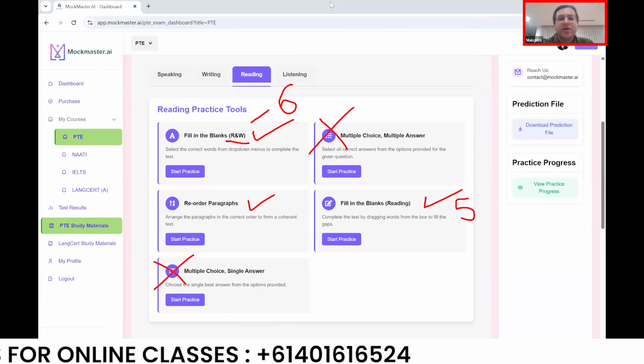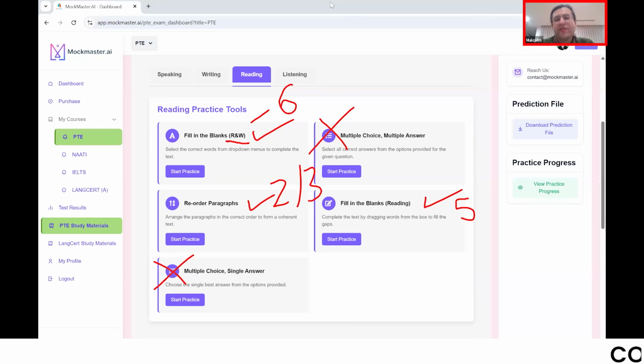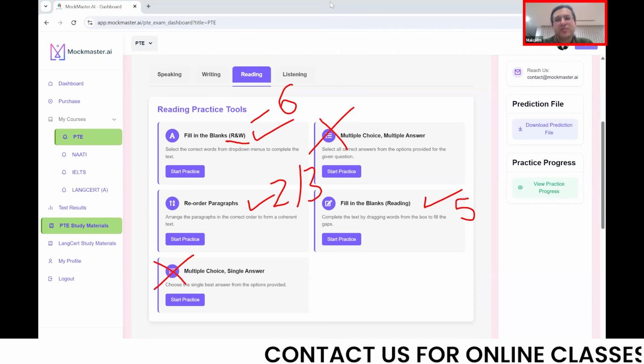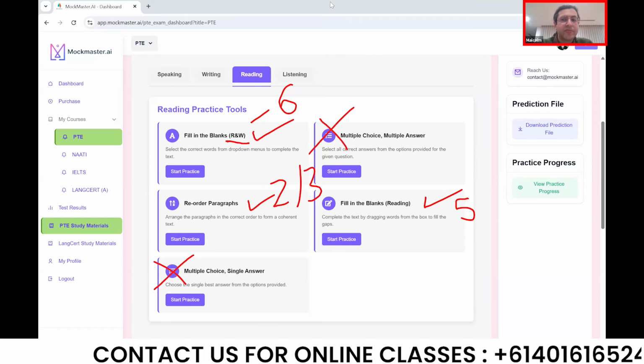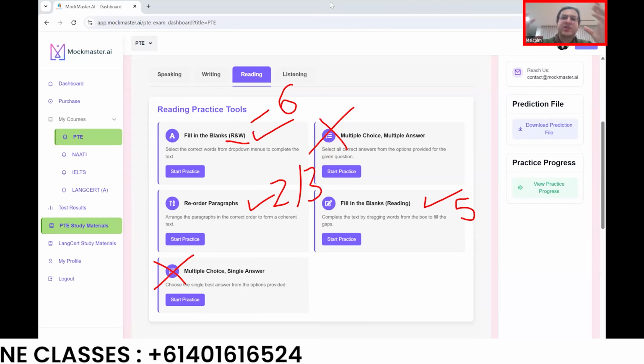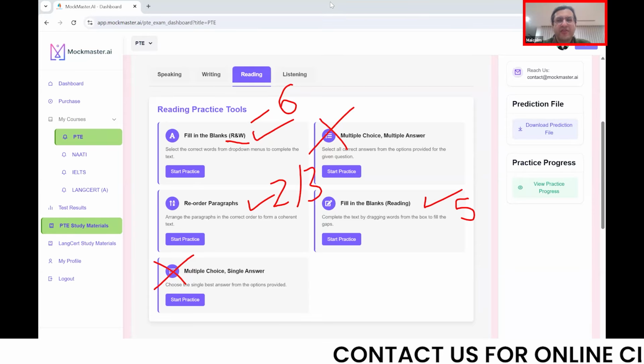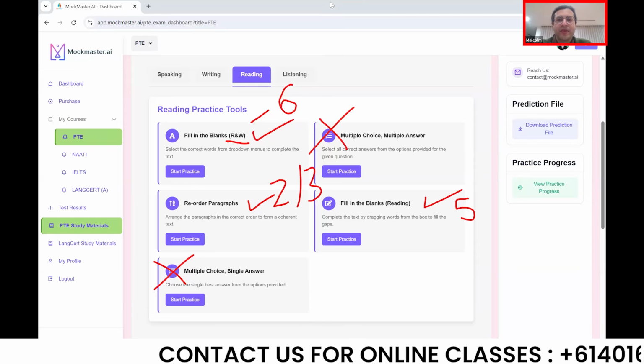Reorder paragraphs, you'll get 2 or 3 questions. And those questions will be out of approximately 8 to maximum 12 points out of 90. So fill in the blanks and reorder paragraphs combined are going to give you approximately, round figure, 55 points out of 90. 55-ish approximately.